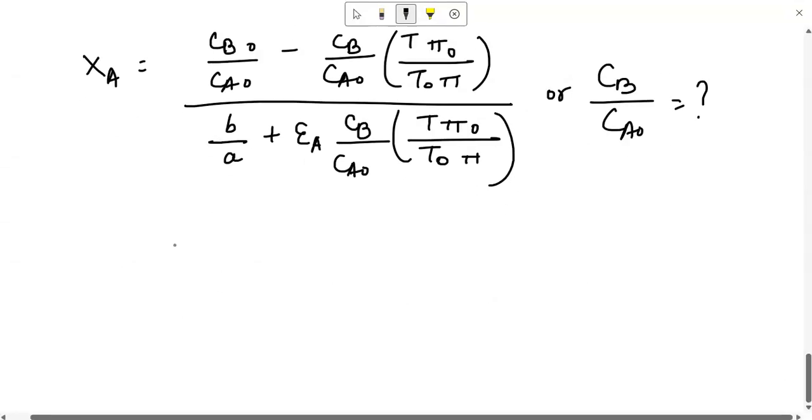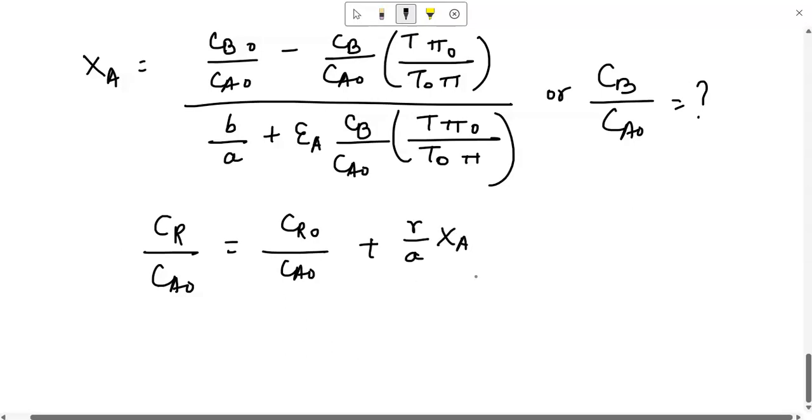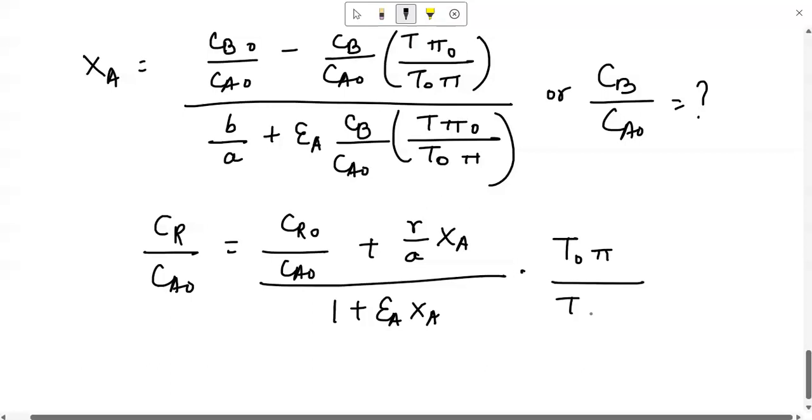Now relating the product, Cr by Ca naught equals Cr naught by Ca naught plus r by a Xa divided by 1 plus epsilon A Xa, whole multiplied by T0 pi by T pi naught. Okay, so this becomes your expression.